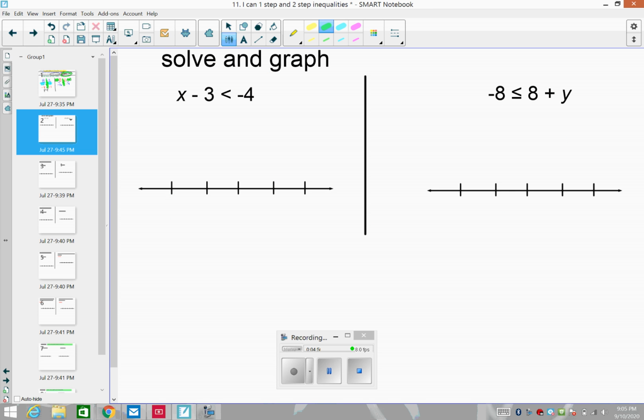Okay, let's go do it. So first problem. We're looking to only flip the sign if we multiply or divide by a negative. So that's kind of the idea of solving one and two-step inequalities. So build house, build fence, clean yard, clean yard. Same old thing we've done forever. We're going to add 3, copy, paste.